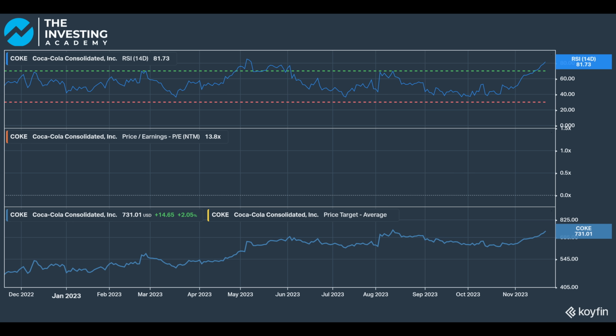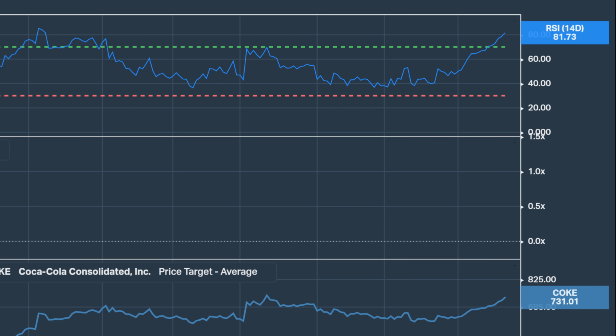When we look at the detailed chart, we slide in a little closer. The RSI is currently 81.73, well above that 70 level. There is no price to earnings ratio posted here. There probably will be some area on the internet where you can get that. And if we look at the current price, $731, at least on this website, there is no average target price to compare that against.